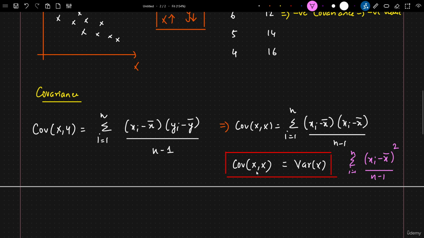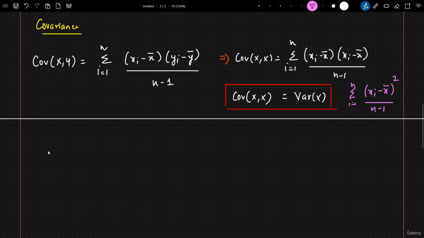So covariance of x to x, that basically means if I want to find out the relationship with respect to x, it is nothing but variance of x. So this in short is talking about the spread of the data, right? But if we need to find out the relationship between one random variable and the other, then this is the formula that we specifically use. Okay. So let me just go ahead and write more about this.